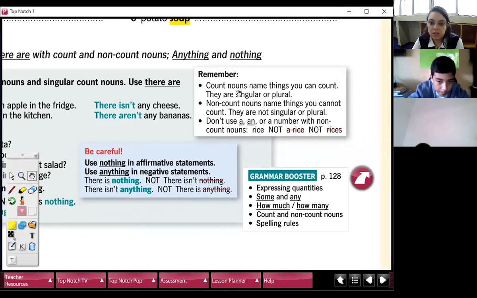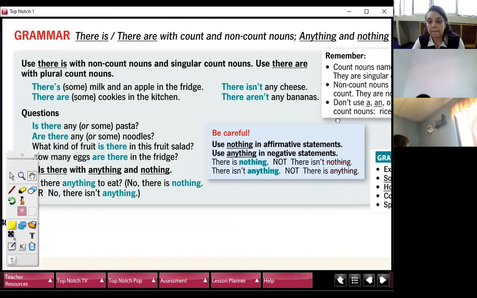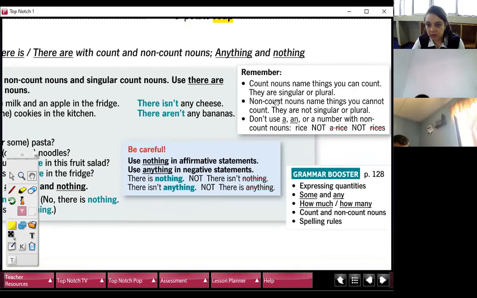And here it says, remember, count nouns name things you can count. 1, 2, 3, 4, 5, you can count. They are singular or plural. Non-count nouns name things you cannot count. They are not singular or plural. Don't use a, an, or a number with the non-count noun. Rice, not a rice, right? Only rice. Not rices. Okay? So, I'm going to explain to you about the count and the non-count nouns.